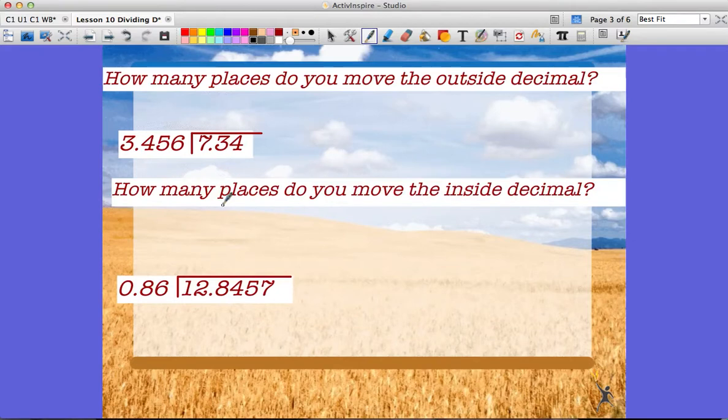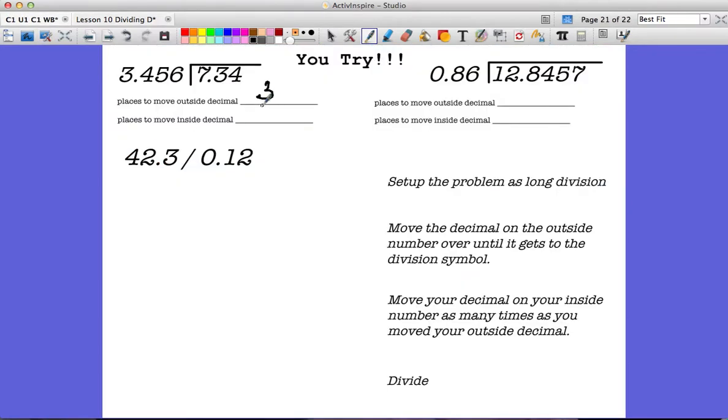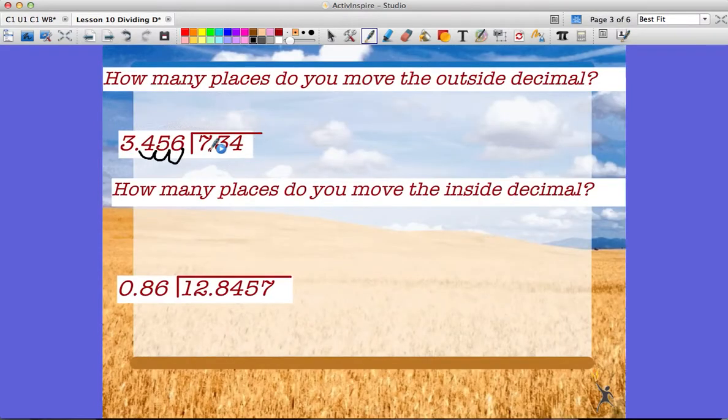Because we moved it 3 places here, 1, 2, 3, how many places do we have to move it on the inside decimal? If you answered 3, you are correct. Now you'll notice when we move it 1, 2, we don't have any numbers left. So what we do is we add a 0, because we can do that, and then we move that decimal one more place. So this problem ends up looking like this. And again, you can write this in your notes if you choose to. I would highly suggest it as it would help you in the future. So now our decimals are at the ends here, and we can go ahead and divide.